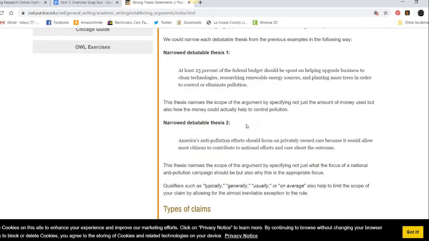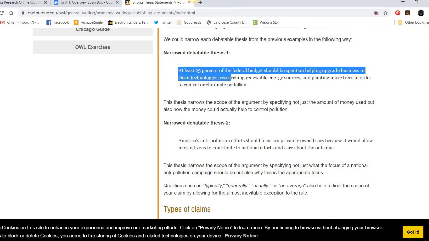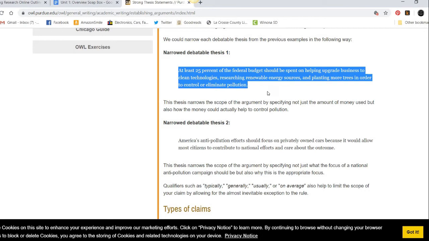Narrow debatable thesis 1. At least 25% of the federal budget should be spent on helping upgrade businesses to clean technologies, researching renewable energy sources, and planting more trees in order to control or eliminate pollution. So much better. And it is a better roadmap as well. It doesn't say which federal budget, which is a downer. Which federal budget are we talking about? There are a bunch of them.